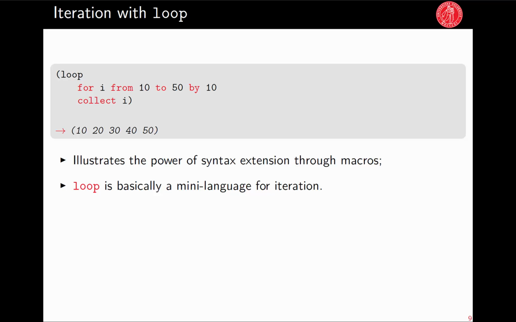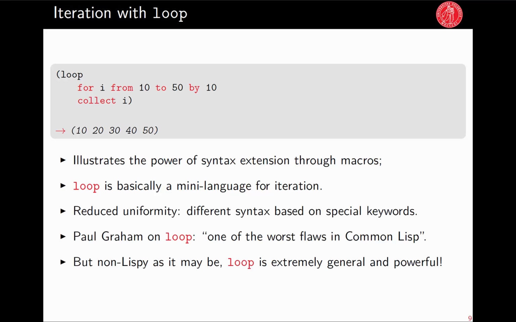Because we couldn't have written something like loop using just defun. We couldn't have implemented loop just as a procedure, because its syntax goes beyond what is standard for the language. As I said, loop is very powerful, very general and usable, but it comes at the expense of breaking this nice property of uniformity that we have otherwise in Lisp.